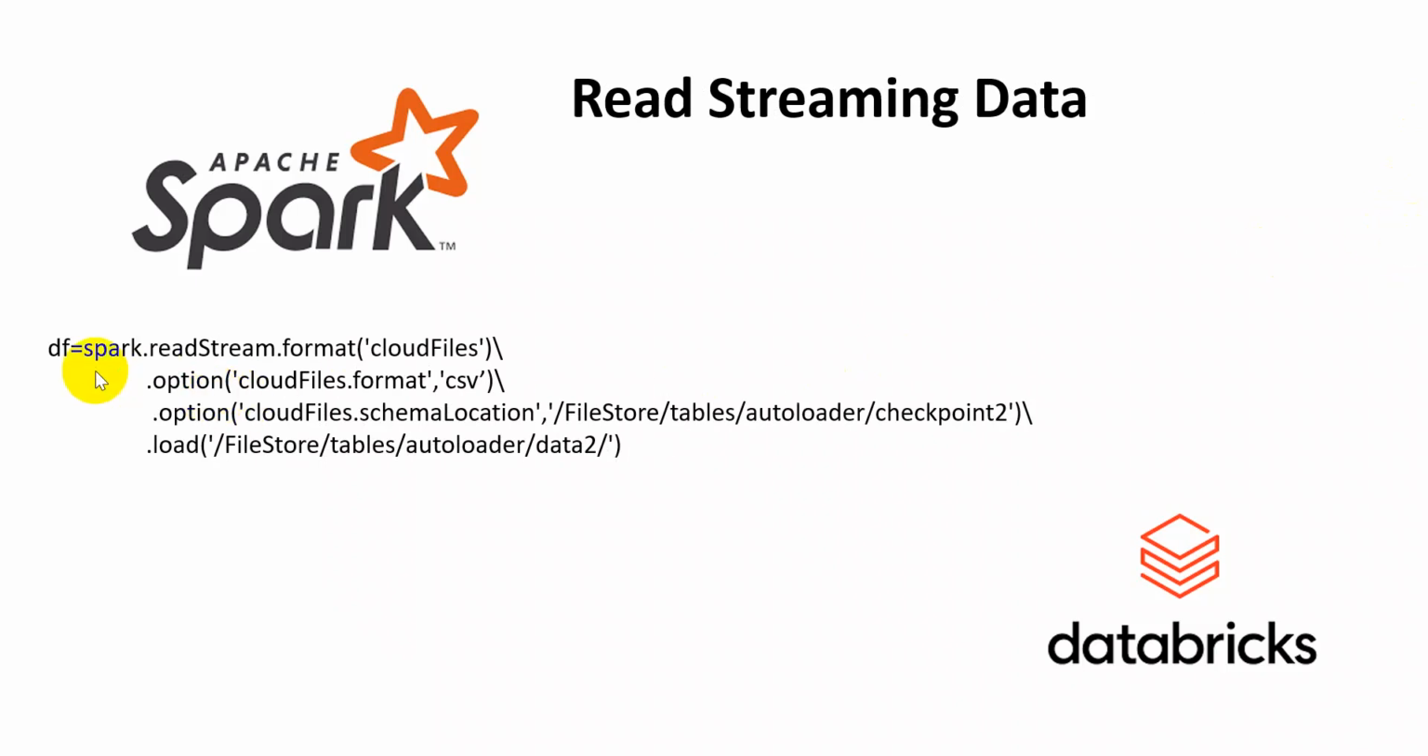Generally, while creating the data frame, we use spark.read.format. But here you have to use spark.readStream because you want to continuously read the data from the source. After that, you have to define the file type you want to read. Then you have to define the schema location. And after that, you have to mention the location from which you want to load the data. That would be the path.